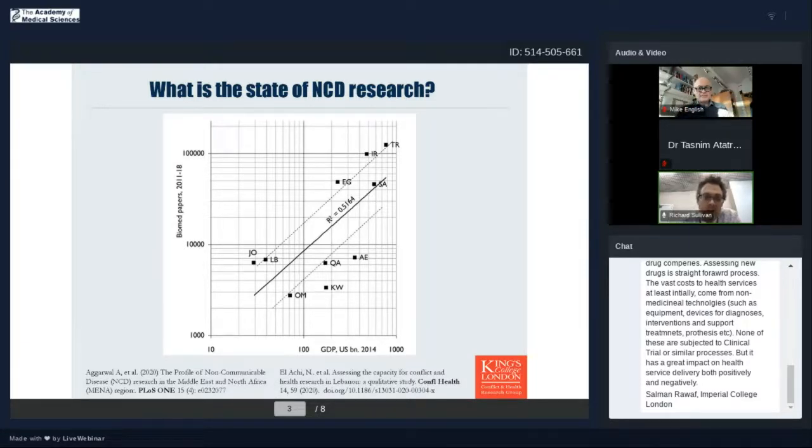As you'll see by this slide, there are at least 5 countries, Turkey, Iran, Egypt, Jordan, and Lebanon, which are actually doing very well in terms of their research outputs, in terms of biomedical papers in NCDs. But there's an equal and opposite number which are really not at the level you would expect for the wealth of that particular country. And it's fair to say that research outputs, whether it's diabetes, cardiovascular, or cancer, are very heterogeneous across the Middle East.